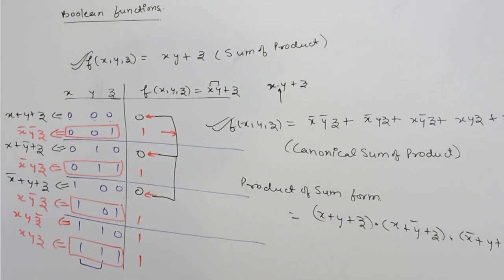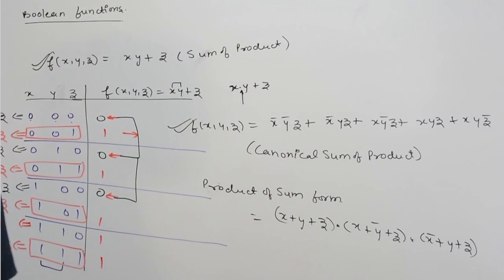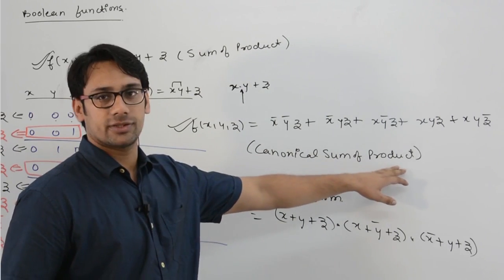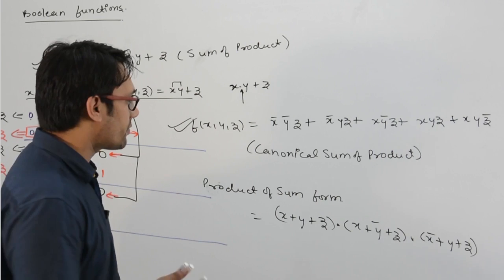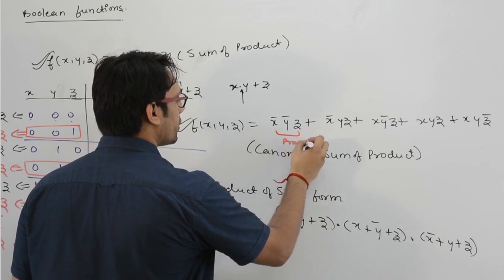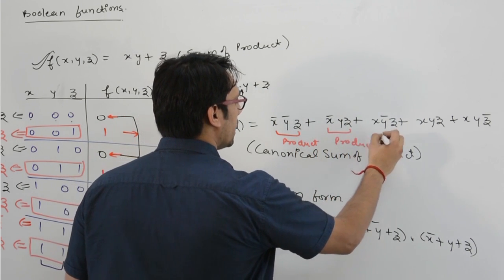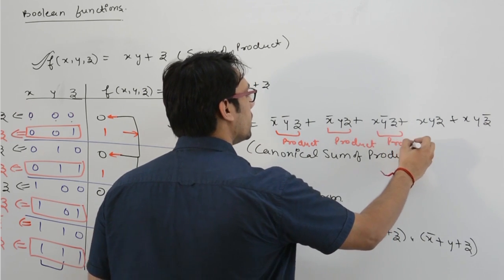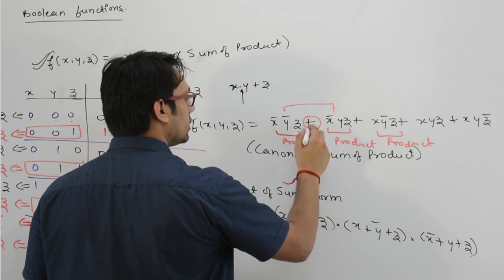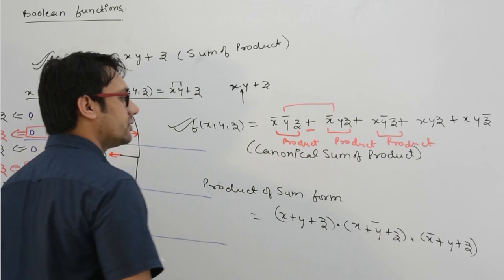So these are the two different forms. This is the sum of product form and this is the product of sum form. What is the difference between these two forms? Why is it called the sum of product? You can see it is a product term, again a product term, again a product term, and we are taking the sum of the product terms.